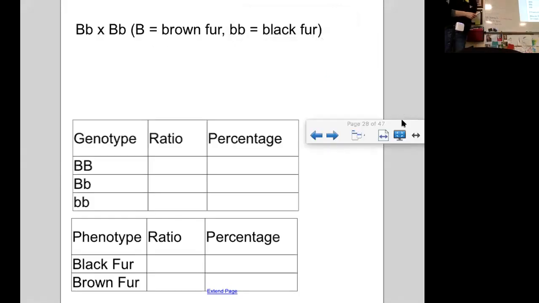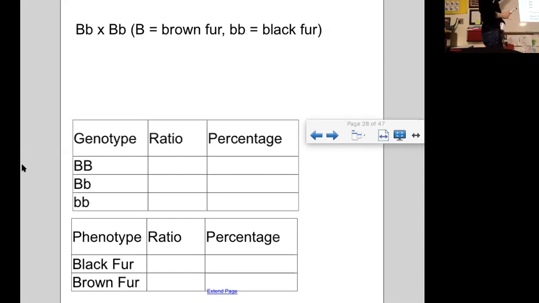Big B, little b cross with big B, little b. Big B is going to stand for brown fur, and if you have black fur, then you're going to have 2 little b's. So brown is dominant over black. Is this individual heterozygous or homozygous? Hetero. I have a big letter and a small letter. Is it brown fur or black fur? Brown, because of the capital B. Okay, this individual is the same. They are heterozygous for brown fur.